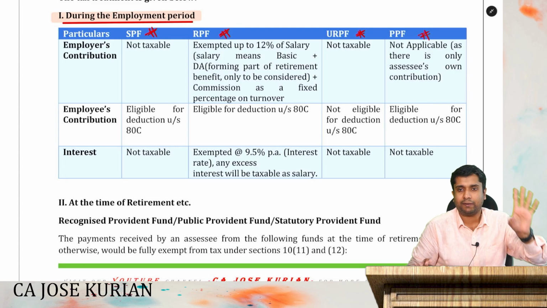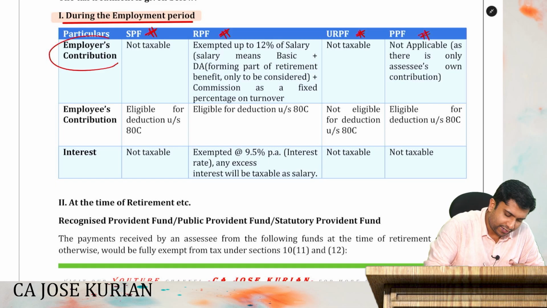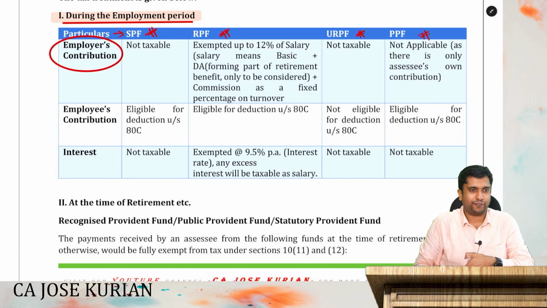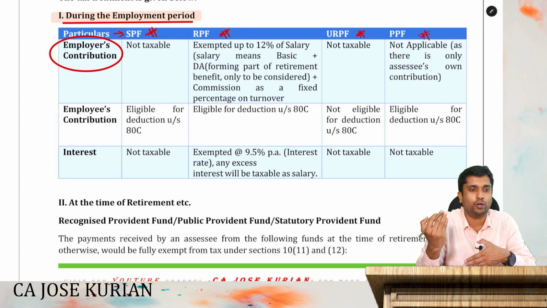Thereafter, I'll give you time to copy this table. First, you listen very carefully. Number 1, we will discuss employer's contribution to SPF. Let's complete SPF first. Then we will move on to RPF. Thereafter, we will move on to URPF and finally, we will move on to PPF.